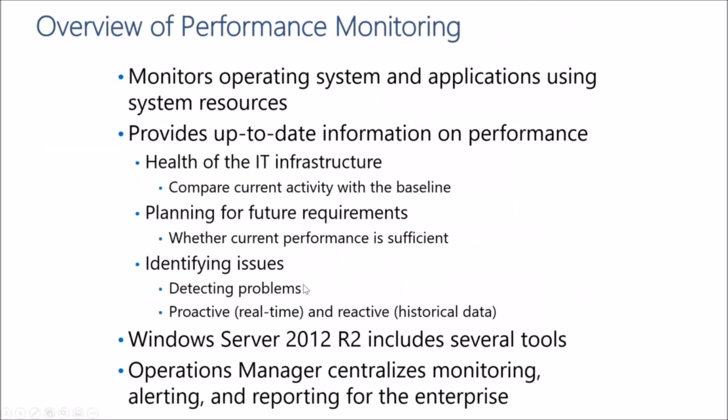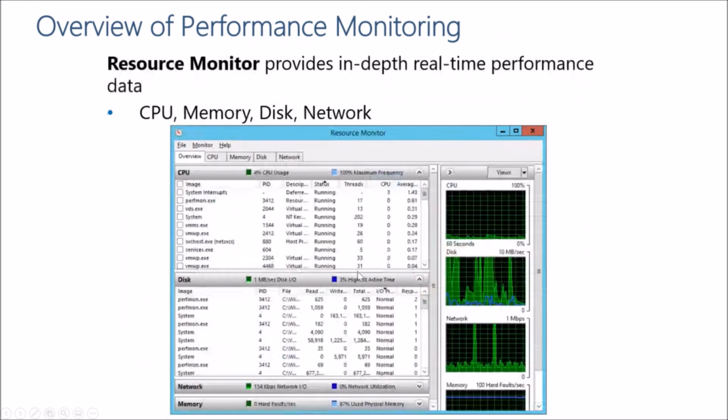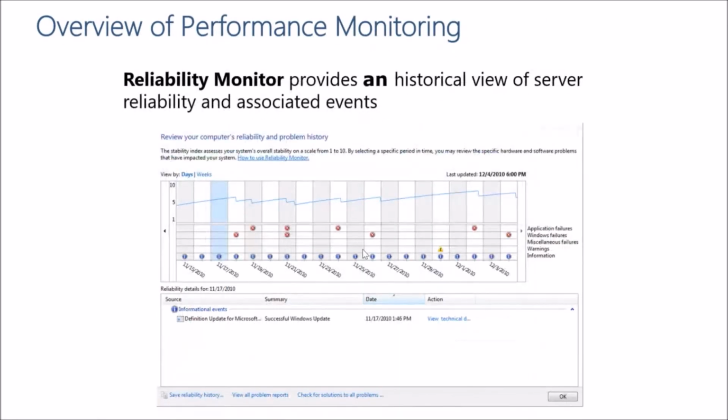Okay, monitoring. So we can use performance monitoring, and obviously we need to add the counters. We have the Task Manager that we're familiar with, the Resource Monitor that we should also be familiar with, and we've got Event Viewer that we've used and talked about before. There's also the Reliability Monitor, which provides a historical view of the server's reliability and associated events. You can see this reliability has been going up, and then there's an error, so it drops down. And we can use this to see what happened in those historical times.